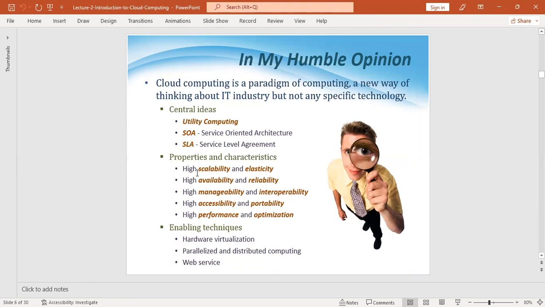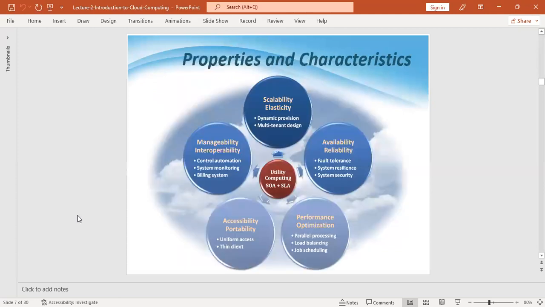And there are a few important properties and characteristics at first glance that the cloud ensures: scalability, elasticity, and it makes sure that things will be available all of the time. It shows reliability, interoperability is ensured, and we have to ensure high access to the content. We have to ensure the performance is optimized, and there are multiple enabling techniques making this happen. The web service plays its vital role, and distributed computing, parallel computing, and hardware virtualization. These are a few known techniques that are used in cloud computing.